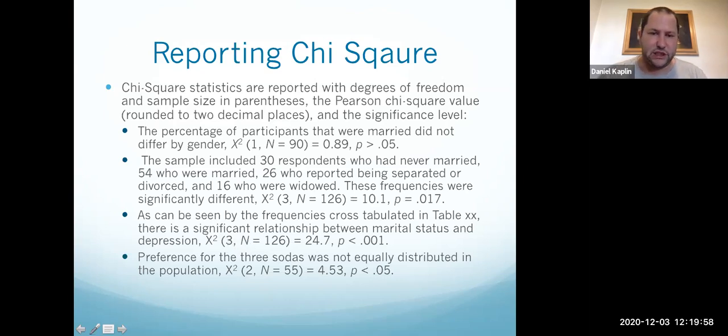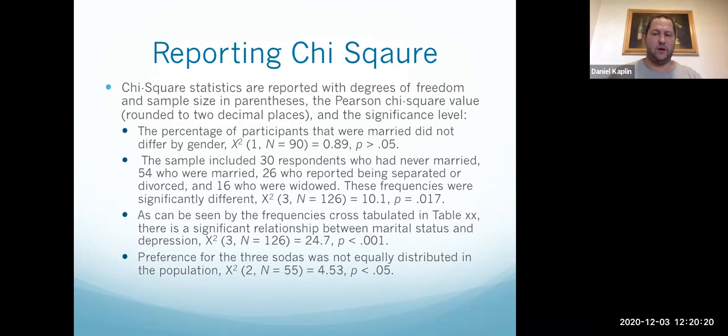And so there's a relationship between depression and marital status. P is less than 0.001. And that actually is a true finding. Interesting to note, there's research to suggest that people who are married tend to be happier on average than their counterparts. So that's an interesting finding.